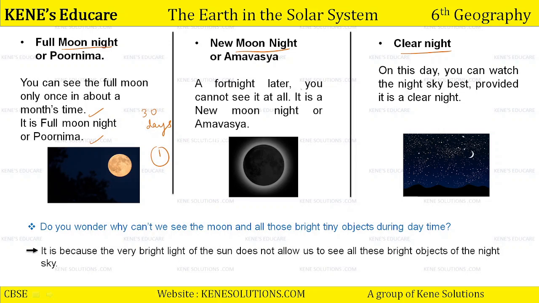Okay, then comes the new moon. A fortnight later, you cannot see it at all. It is a new moon night or Amavasya. Okay, there comes a day in 30 days, only one day. In 30 days, there comes a day when you cannot see the moon at all.